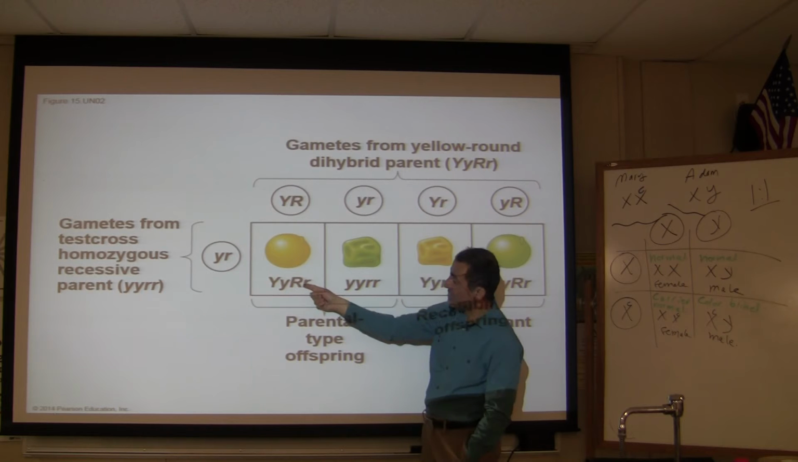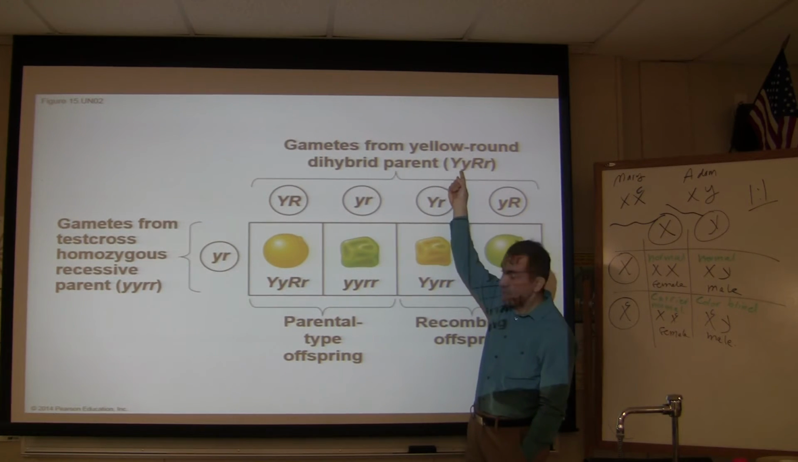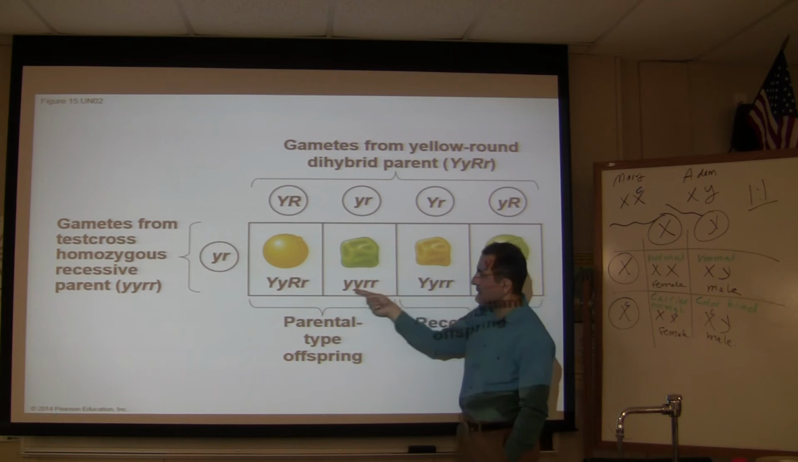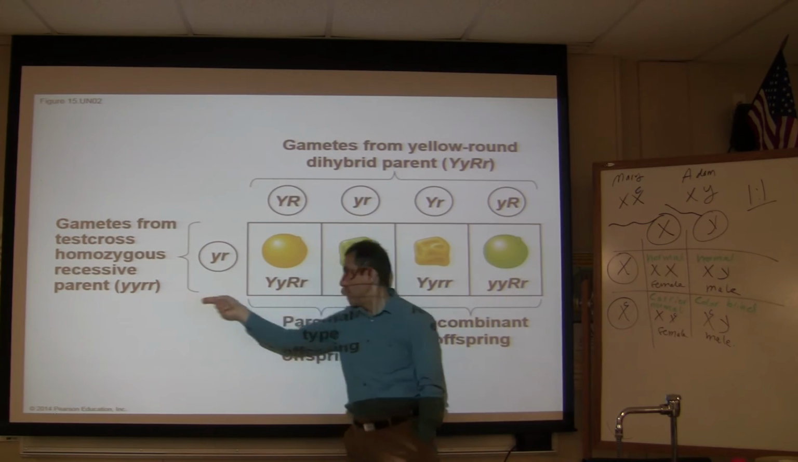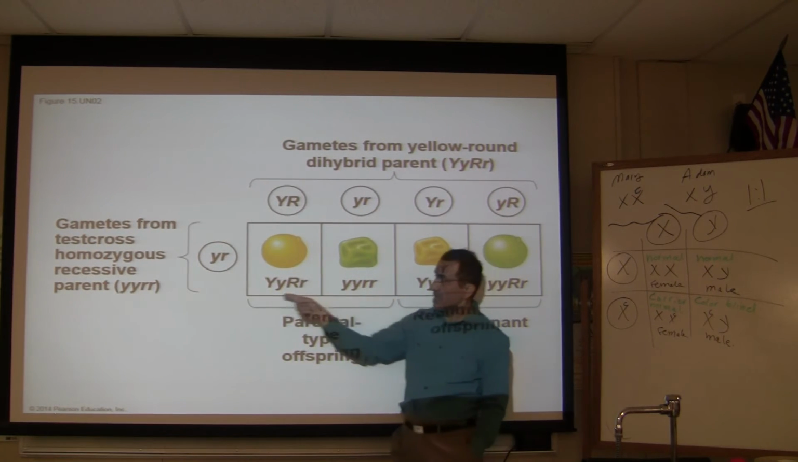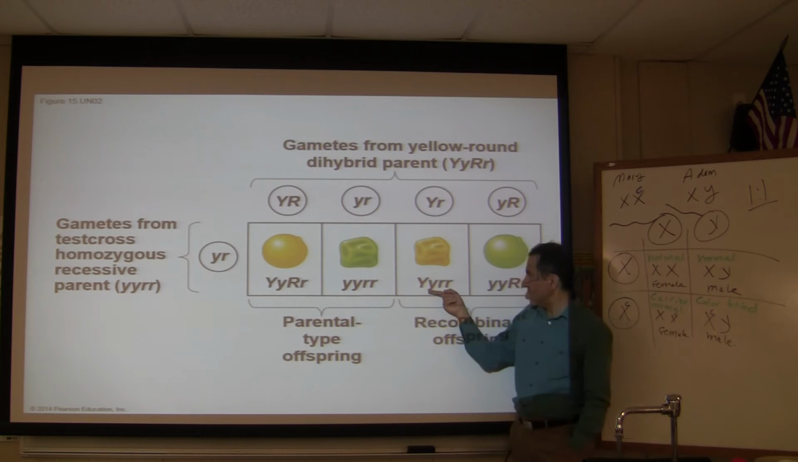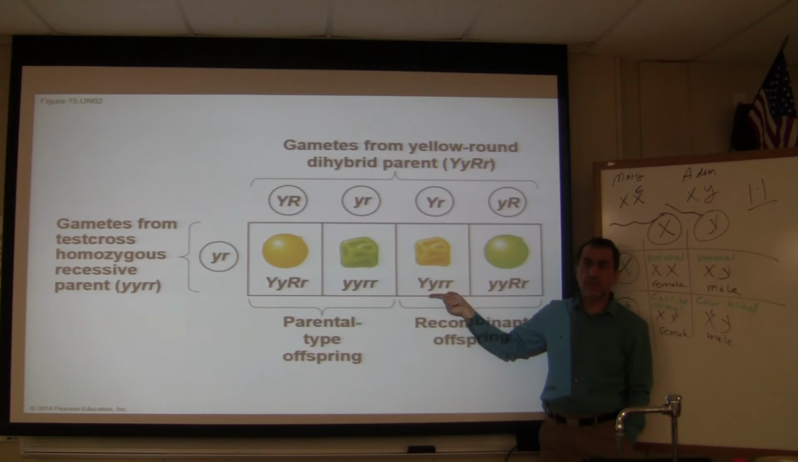Does this look like the genotype of this one? Does it look like a parent? Yes. How about that one? Does it look like the parent? No. Oh, yeah, small y, small y, small r, small r. Does it look like that parent? Yes. How about that one? Does this one look like any of the parents? No.